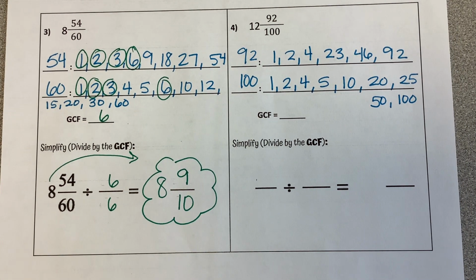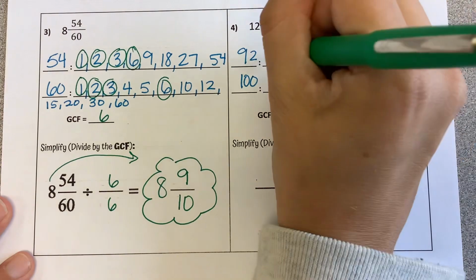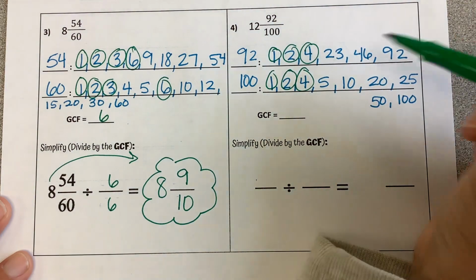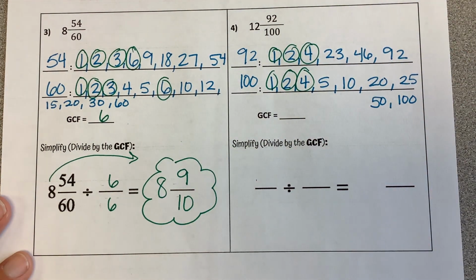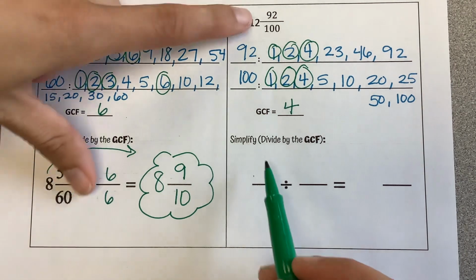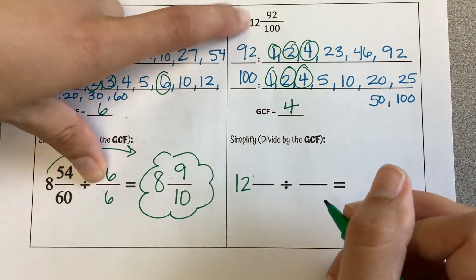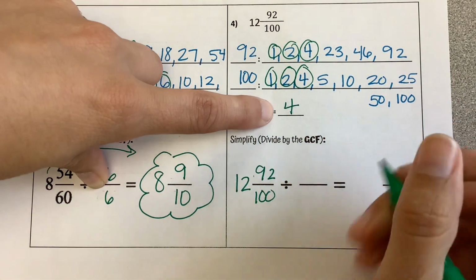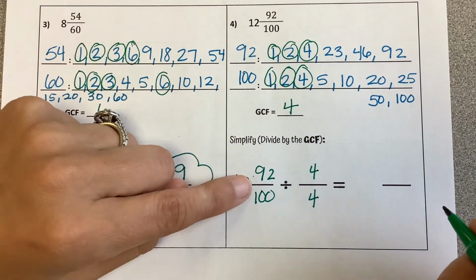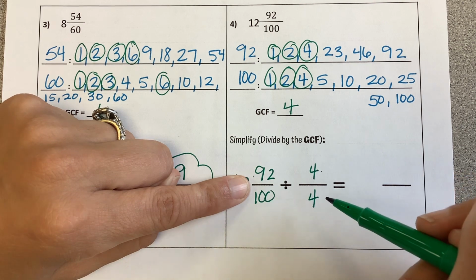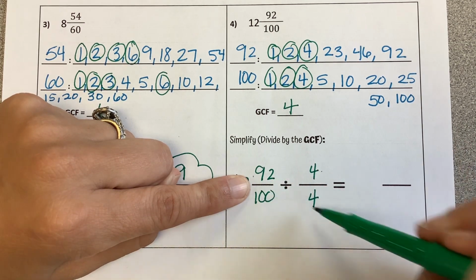And we're going to go circle those common factors. They share 1, they share 2, they share 4, not 23, not 46, not 92. So the highest number they both share is 4. Just like on the previous page, this time I didn't write out the fraction. So I'm going to put my whole number next to the fraction bar, and then I'm writing my fraction, 92 over 100. And now we're going to divide that fractional part by our GCF of 4. So I'm ignoring the whole number right now. I'm dividing 92 by 4, and I'm dividing 100 by 4.